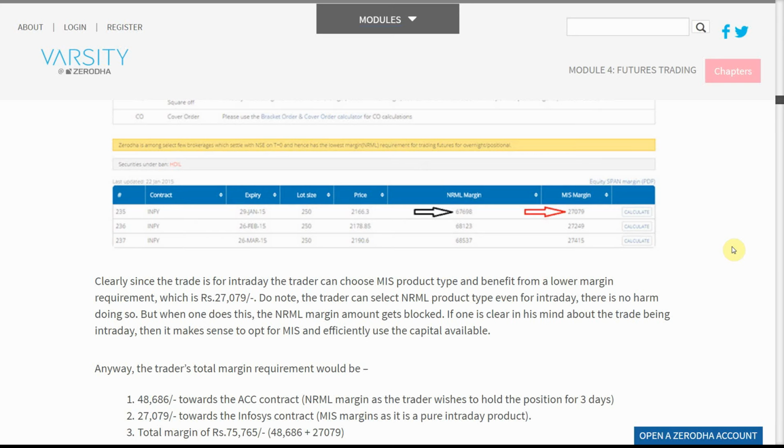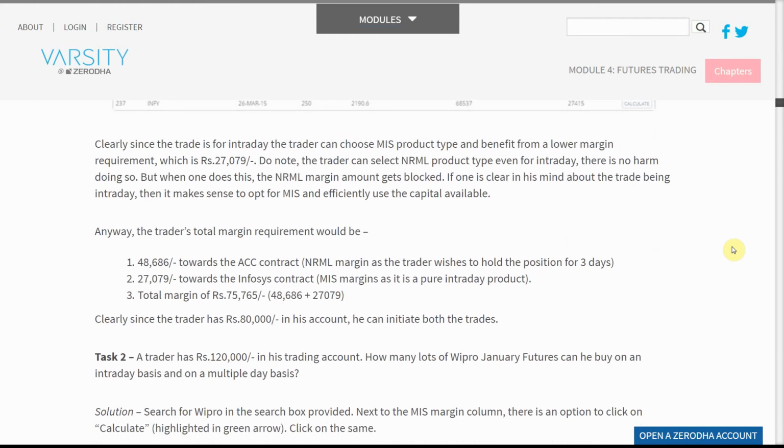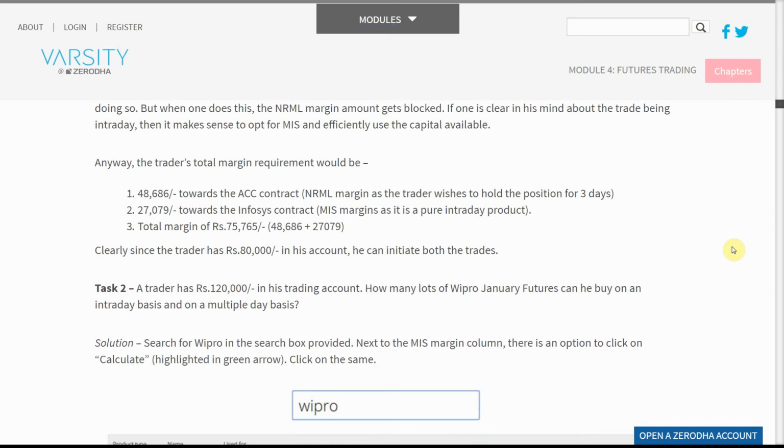Anyway, the trader's total margin requirement would be 48,686 towards the ACC contract NRML margin as the trader wishes to hold the position for 3 days, and 27,079 towards the Infosys contract MIS margins as it is a pure intraday product. Total margin of 75,765 rupees, 48,686 plus 27,079. Clearly, since the trader has 80,000 rupees in his account, he can initiate both the trades.